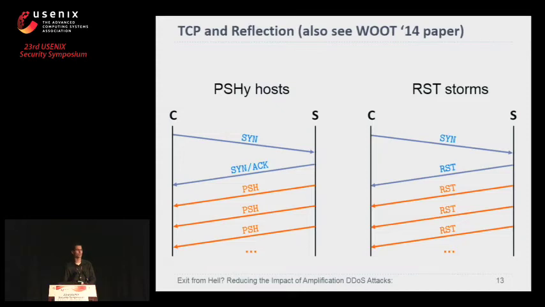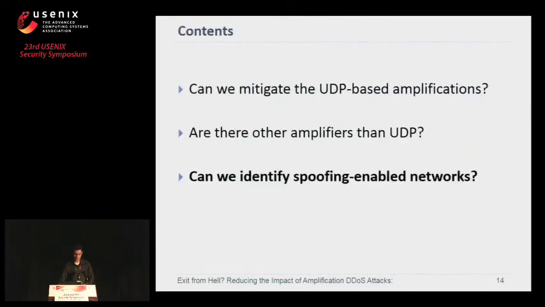That is, you send a SYN packet, and if the port is closed, the server will normally send a single reset, but we found many systems that actually send like 10 or even 50,000 reset packets back. So long story short, we can also abuse TCP for amplification attacks, unfortunately, because there are some devices that have bad TCP implementations, or also because of simple packet retransmissions. So in essence, that means that we have many different protocols that can be abused for amplification attacks.